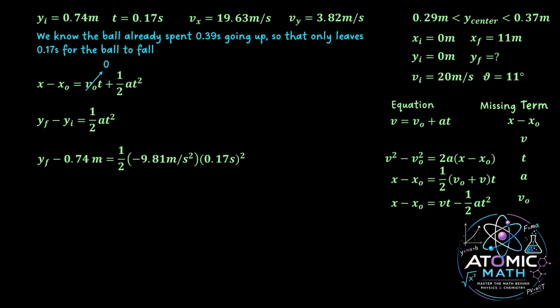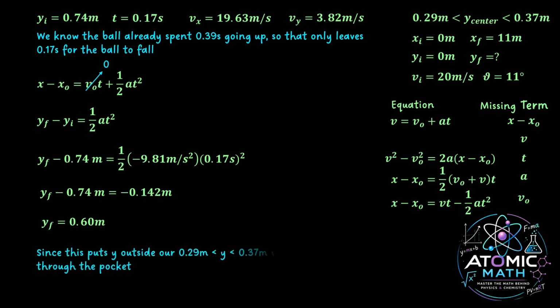Our y initial is going to be that 0.74 meters because that was the height of the arc, and now we're starting from the top. And of course, we have gravity and our 0.17 seconds. So when we calculate that, we get this. Now we need to move that 0.74 over, and that leaves us with a y of 0.60 meters. So the height from the ground that the ball will be when x equals 11 is 0.60 meters.